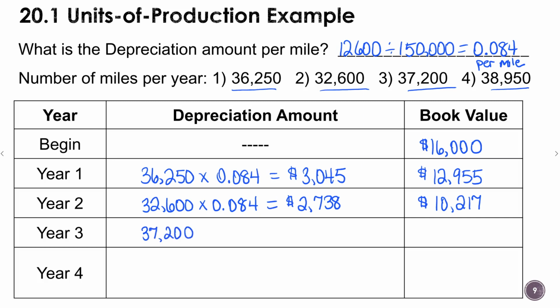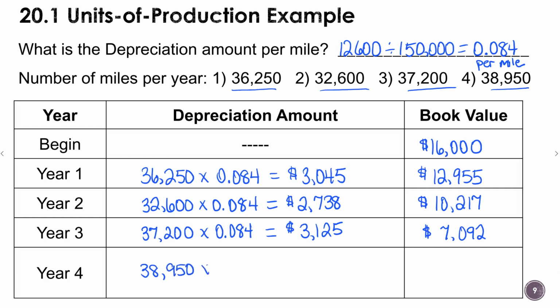Year 3 was 37,200 miles. Multiply that by our depreciation per mile, and that is 3,125. It's okay if we have a year that's higher than the previous year because we are simply using our number of miles to figure this. And then we subtract that from the 10,217, and that's 7,092.